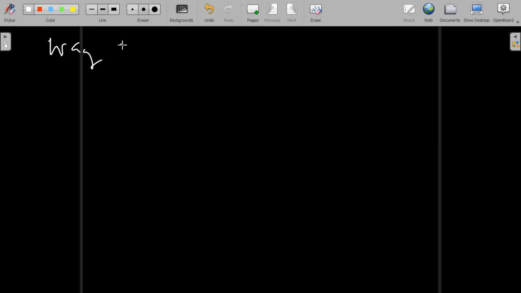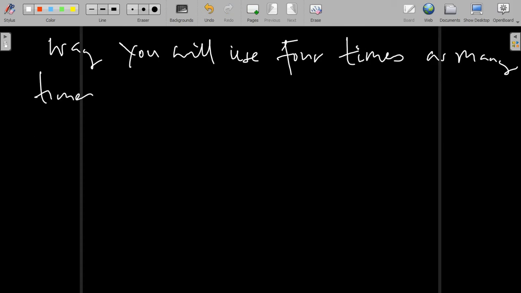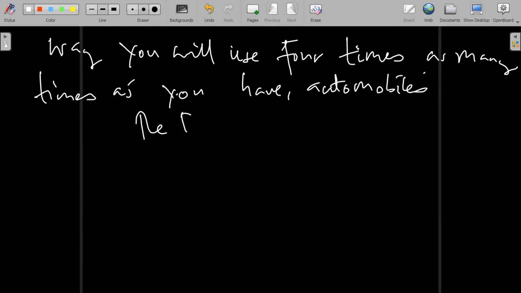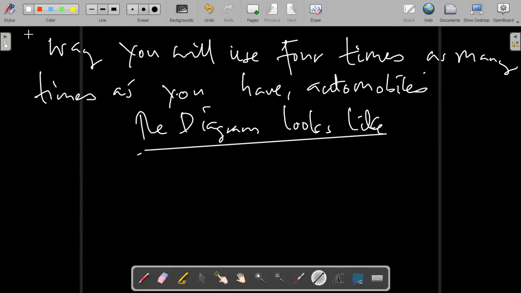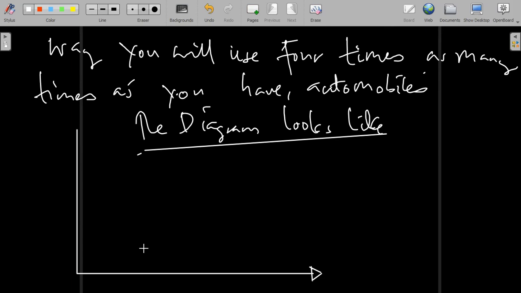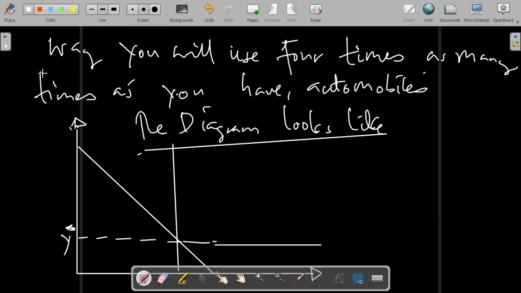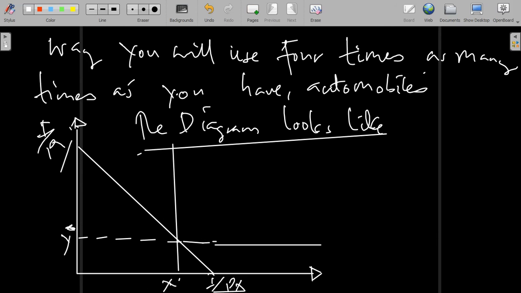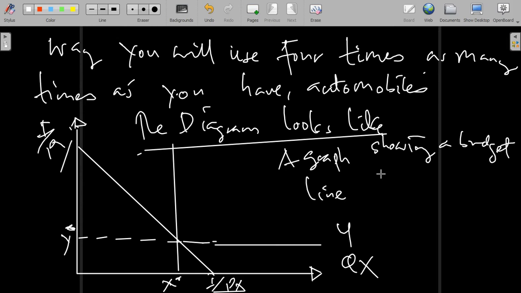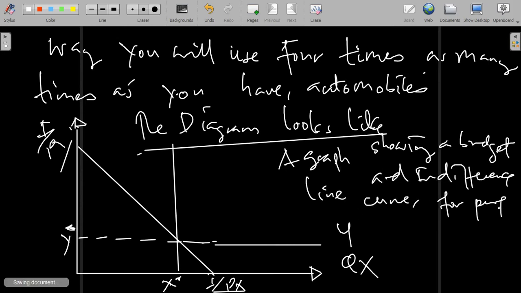This diagram demonstrates perfect complements. You can observe the budget line; the left-hand side of the graph shows I over Py, that is the quantity of y. We also have the bottom axis that shows the quantity of x. So the diagram looks like this: we have the budget line cutting across, we have the line of the utility level, and we have the quantity of x and I over Py. So this graph shows a budget line and indifference curve for perfect complements.